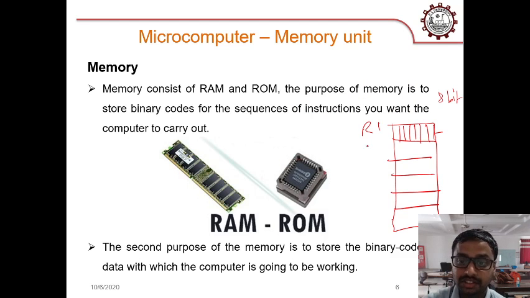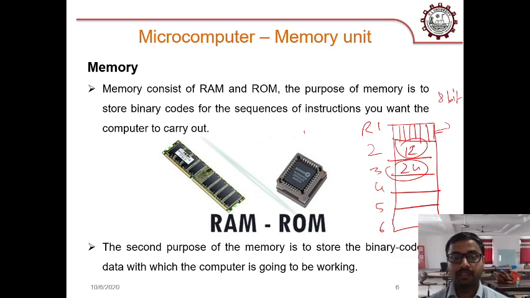So it has register 1, register 2, register 3, 4, 5, 6. So 6 registers of 8 bits of data each. And if I want to store the numbers, okay, I want to store 12 and 24. So 12 will be stored here, 24 will be stored here. And that's how the memory actually works.